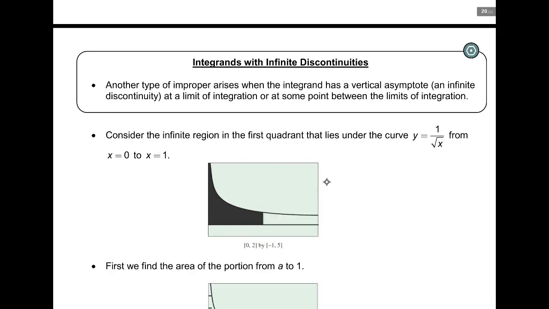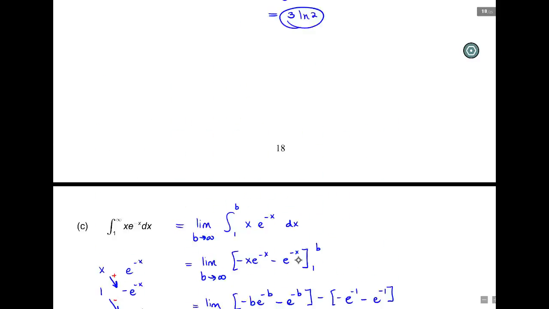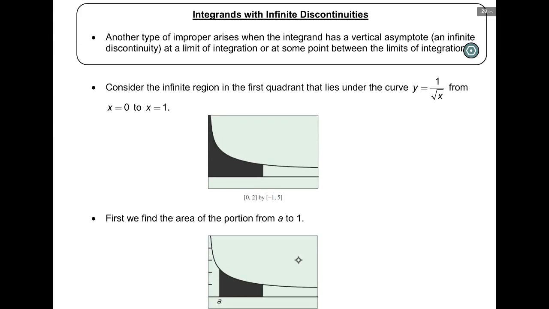Okay, so instead of an improper integral involving infinity or negative infinity, we could have a case where there is a vertical asymptote, an infinite discontinuity. So let's take a look at something like 1 over square root of x. If we want to consider the region in the first quadrant that lies under that curve from 0 to 1, but at 0, there is a vertical asymptote.